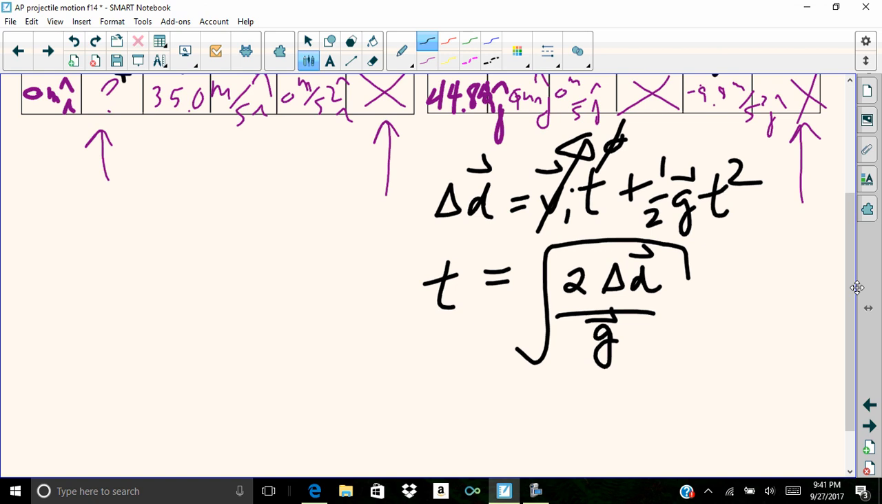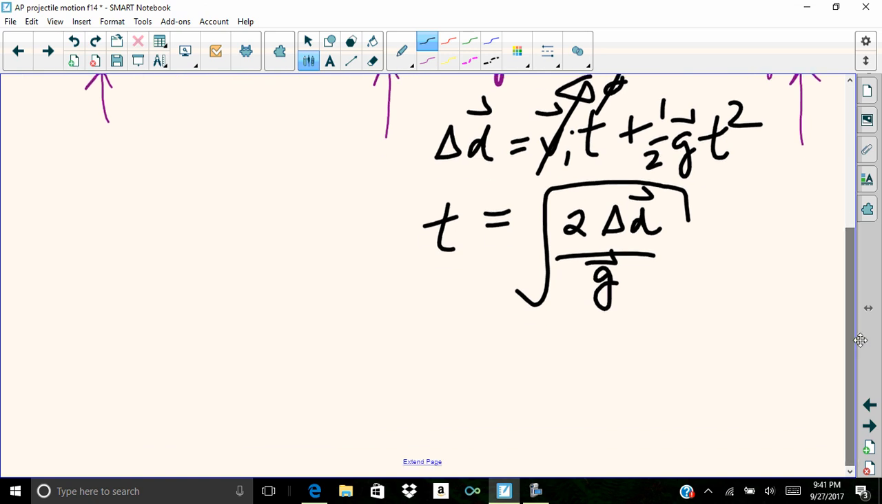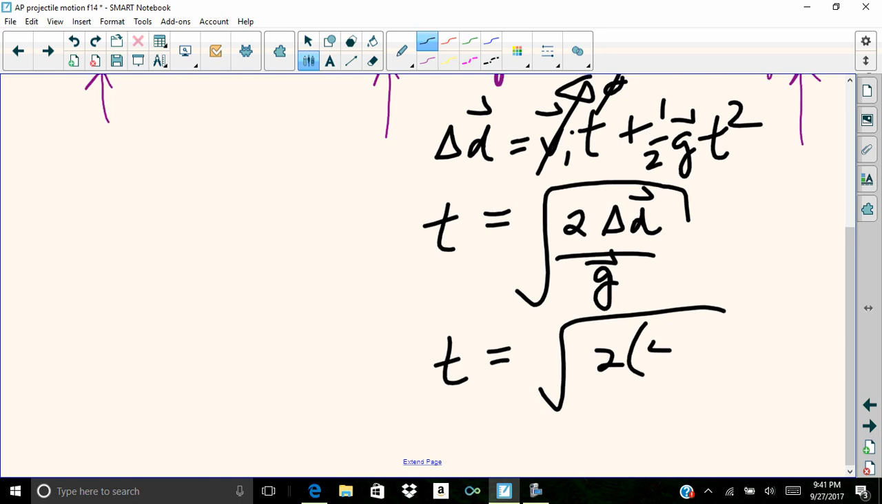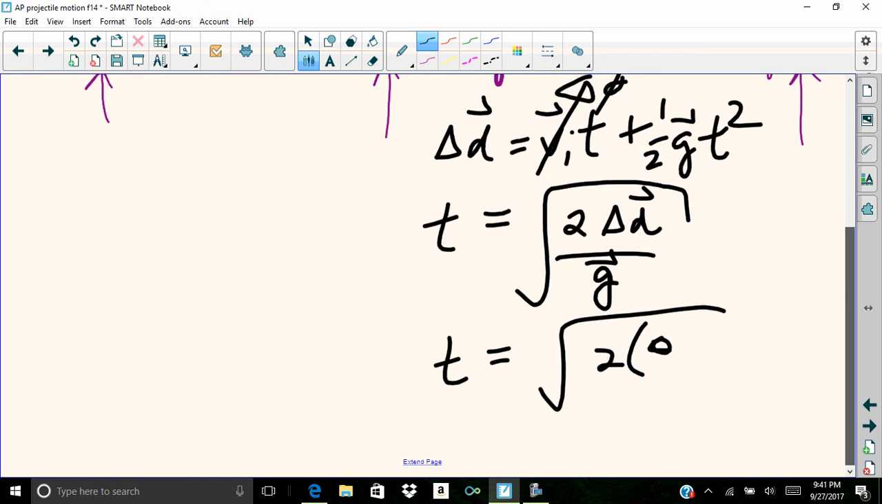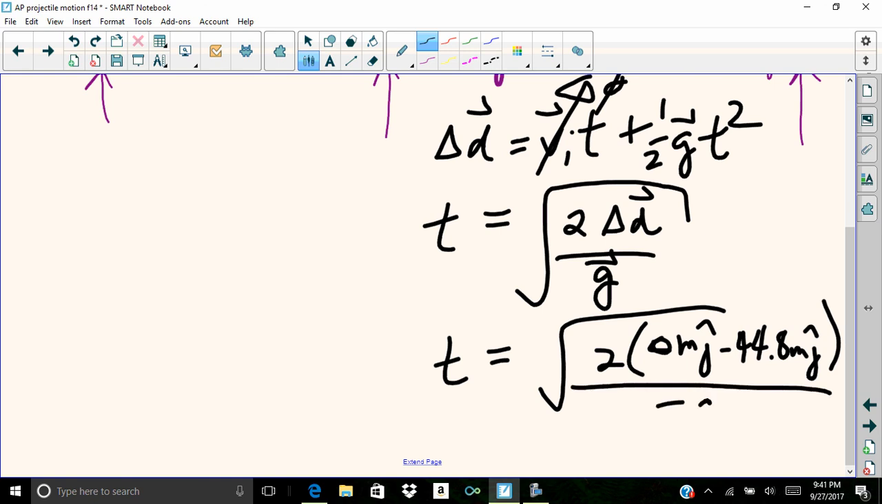If you need to understand what I just did, or you don't understand what I did and you're unable to figure it out, I need you to make a little note in your notes for me, and then make sure you ask me questions in class next class. Okay, so we're going to substitute in our numbers. We have 2 times final minus initial. So I'm sorry, it's going to be 0 meters j hat minus 44.8 meters j hat divided by negative 9.8 meters per second squared j hat.